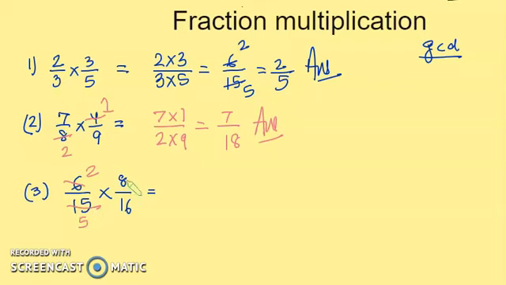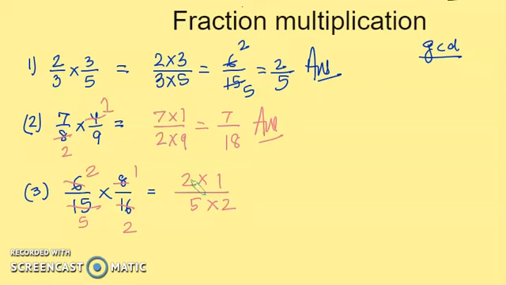Similarly, in this case, 8 and 16, both are divisible by 8. 8 divided by 8 gives you 1. 16 divided by 8 gives you 2. Now the remaining numbers that are left at the top and bottom, you just have to write it like this: 2 times 1 all over 5 times 2.